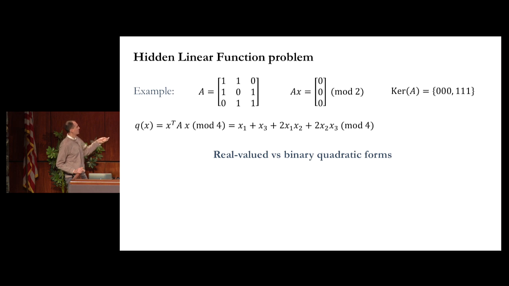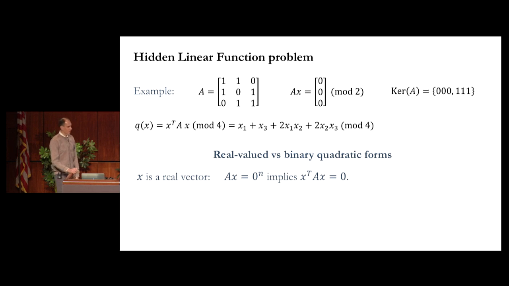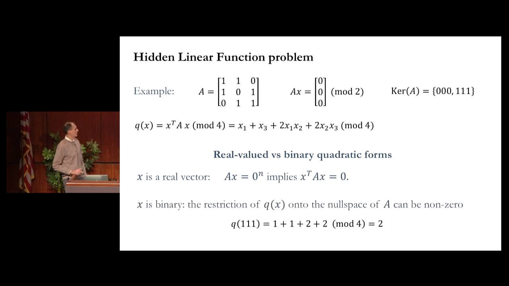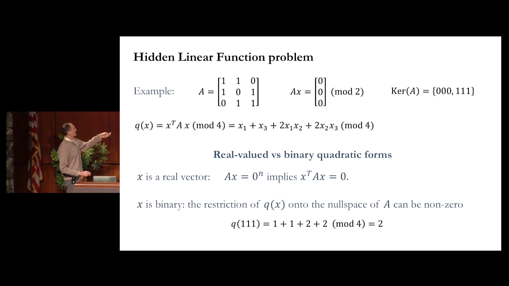The purpose of this example is to illustrate one distinction between real-valued quadratic forms and binary ones. If x is a real vector which is annihilated by A, this quadratic form evaluates to zero. Surprisingly, this is not the case for a binary quadratic form. If you look at this example and we pick x as the all-ones vector, then this quadratic form evaluates to something non-zero.